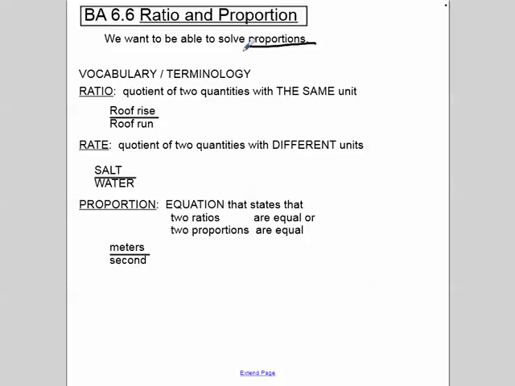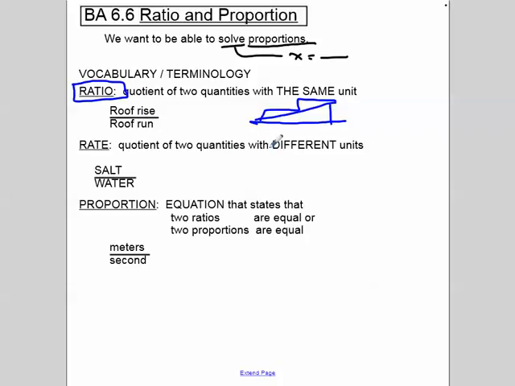Remember, solving asks for some variable. X is equal to some number. That's what solving is. But we've got to talk about ratios, then proportions, then solving. All right, here's our vocabulary and terminology. A ratio is the quotient of two quantities with the same unit. Roof rise, roof run. If we're talking about a roof, it'd be the rise over the run, and that would be our ratio.